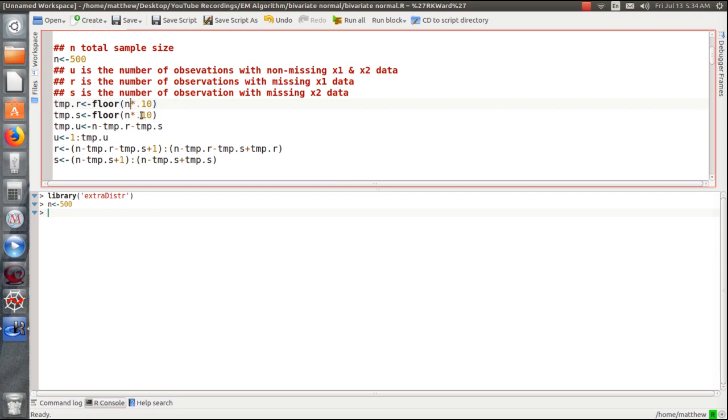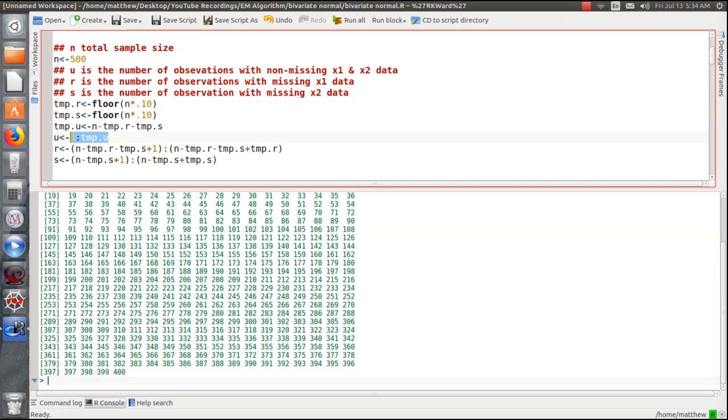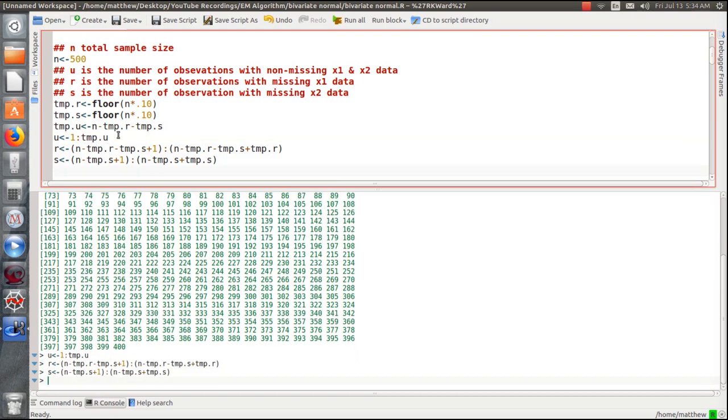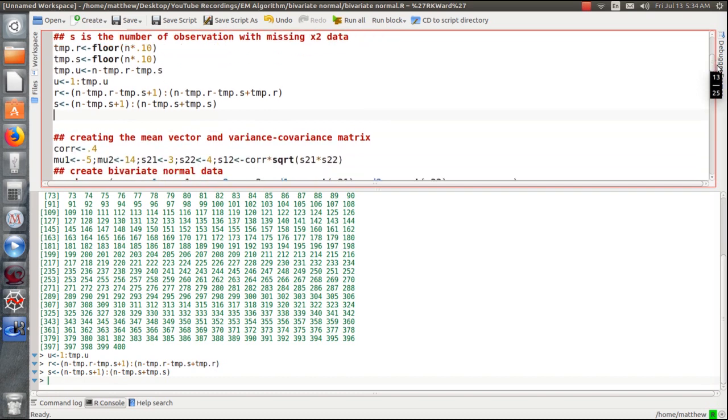And again, I'll just make it 10%. So let's look at that, and then the number U would be n minus these numbers we just calculated, so that's temp U. And then this creates a sequence from 1 to 400 and puts it in U, and then we create sequences for R and S. And that just makes extracting the variables much easier.